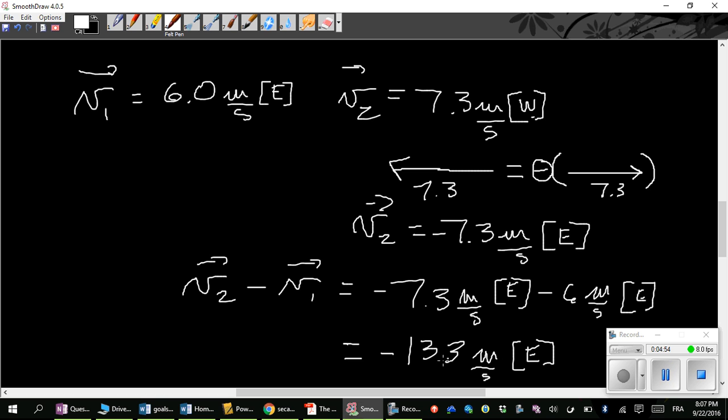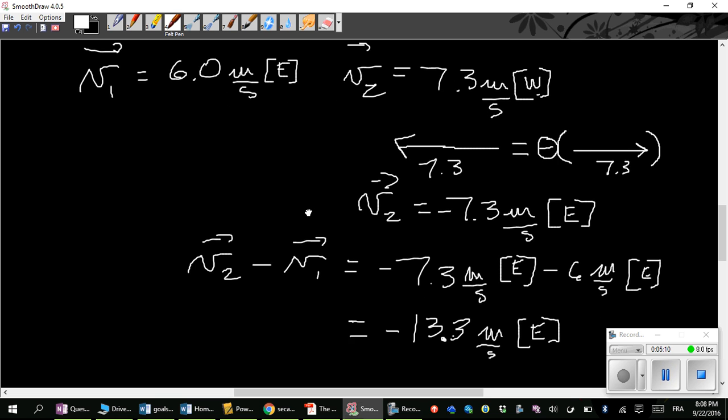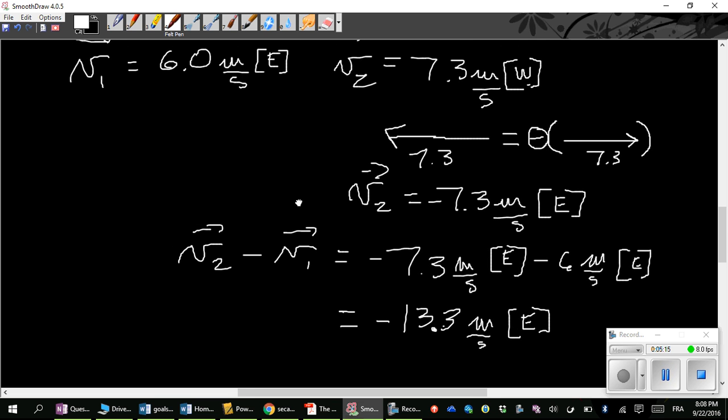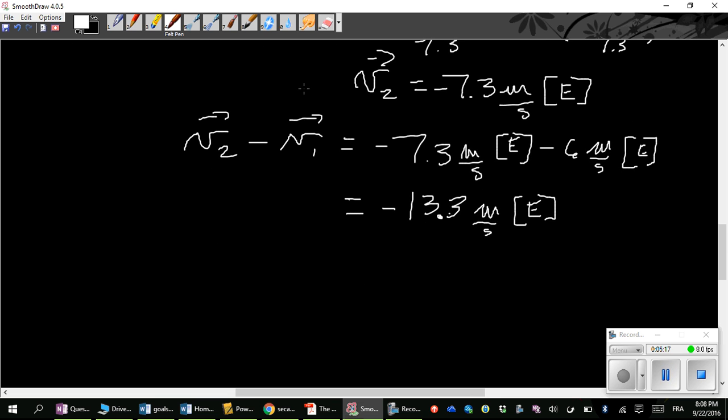Now, why doesn't it matter that I converted this one to east versus this one? It really makes no difference, because if I convert this one to west, the signs are just going to change. I'm okay showing that. I don't know if I'll have enough space here. I have to remember my values.